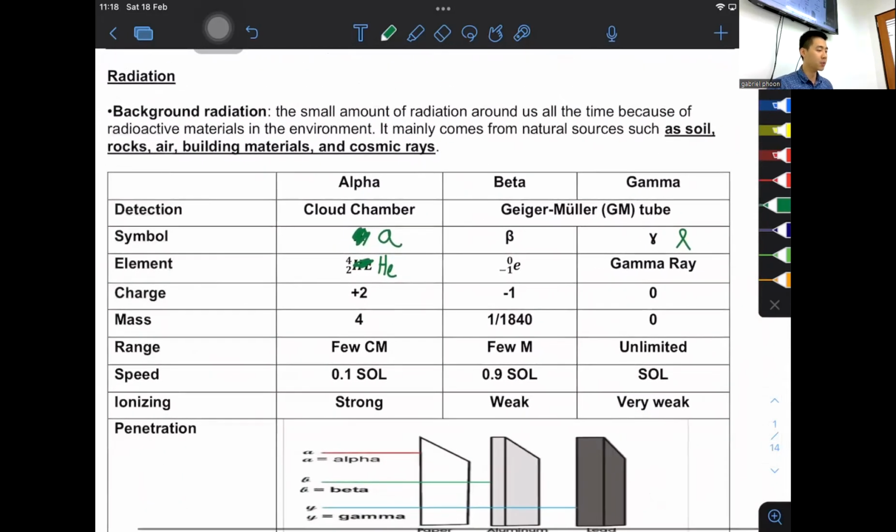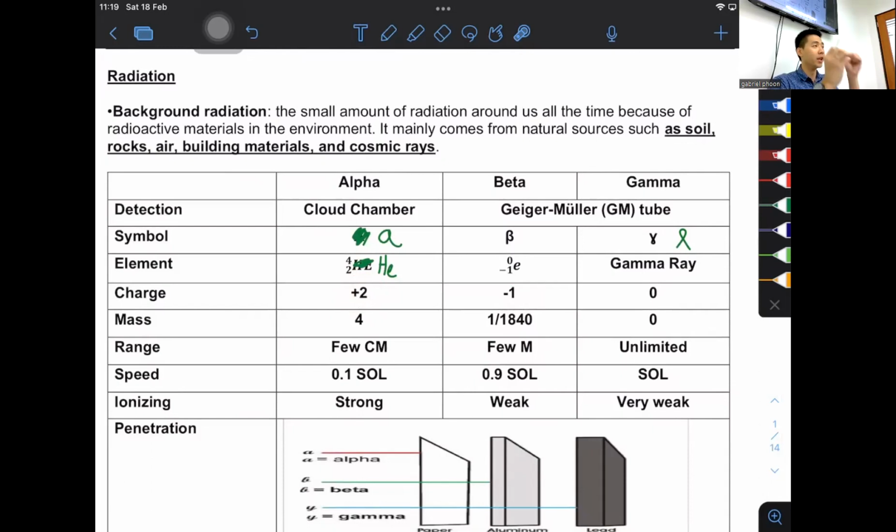Then, of course, in terms of the charges, you'll notice that alpha is +2, beta is -1, and gamma is 0. The charges are also the reason why they can become ionizers, guys. For anyone here who does not know what an ionizer is, in a very summarized version, ionizers are basically things that can turn other things into positive charges or negative charges. You can see that alpha is a +2 charge.